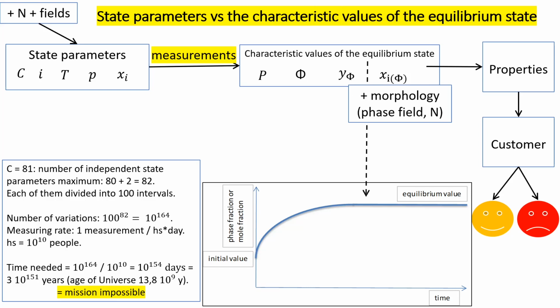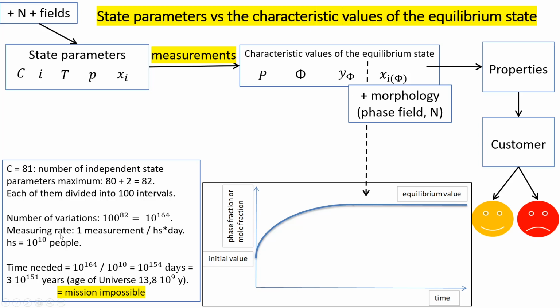Now I have to select certain concentrations, temperatures, and pressures, and suppose, just for the example, that I selected 100 different temperatures, 100 different pressures, 100 different mole fractions for each element, etc., and then I make a variation of all those state parameters. So how many variations do I have? Well, 100 to the power of 82, which is 10 to the power of 164. Well, a huge number.